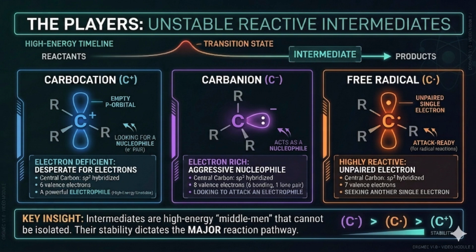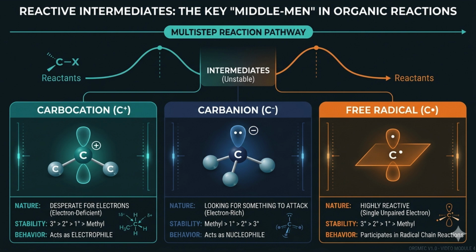of radical reactions. Here is the smarter note to take home: intermediates are the high-energy bridge of a reaction. You can't bottle them up or isolate them, they move too fast. But, as you see in our stability scale at the bottom, their relative stability determines which reaction pathway the chemistry will choose to follow. So, understand the stability of the intermediate, and you can predict the product of the reaction. It's all about the middleman.